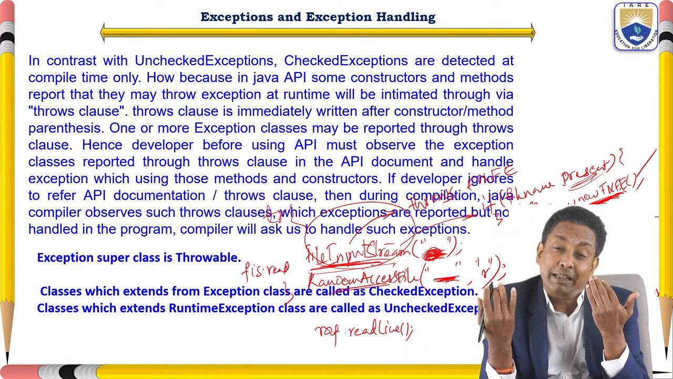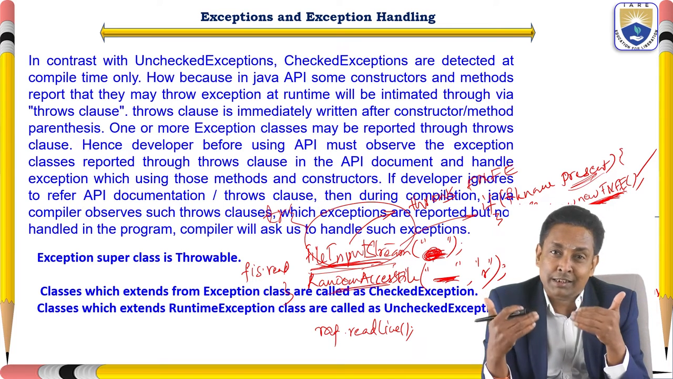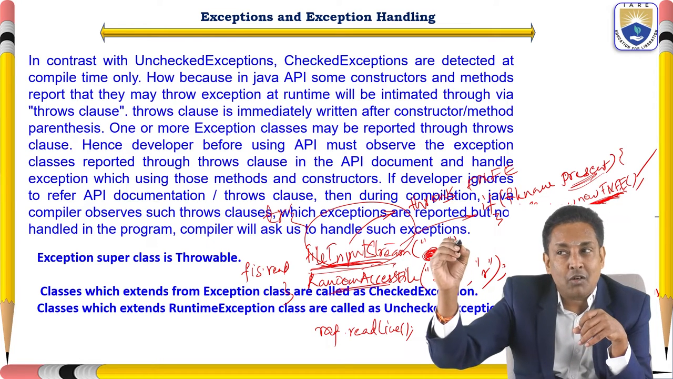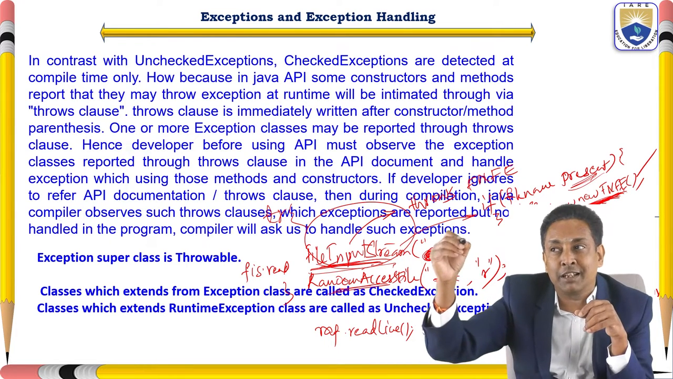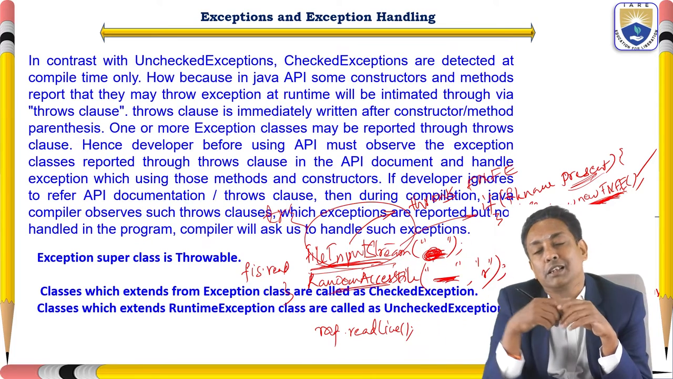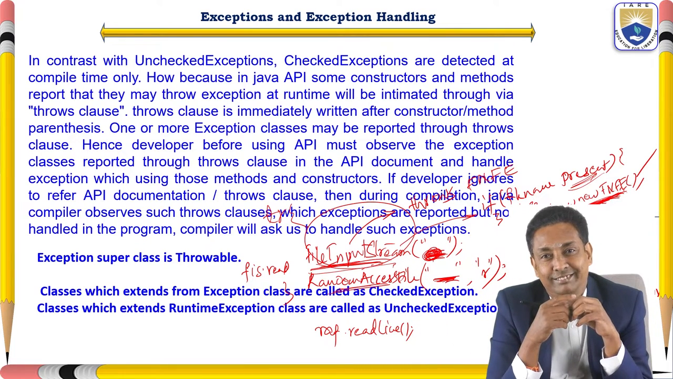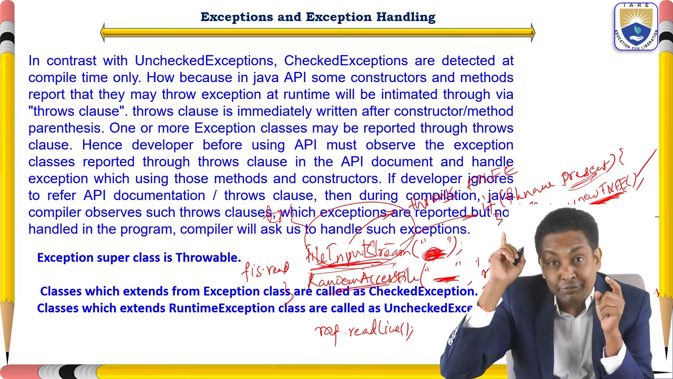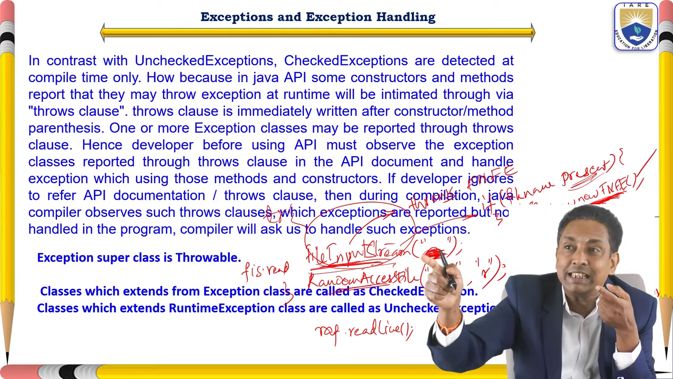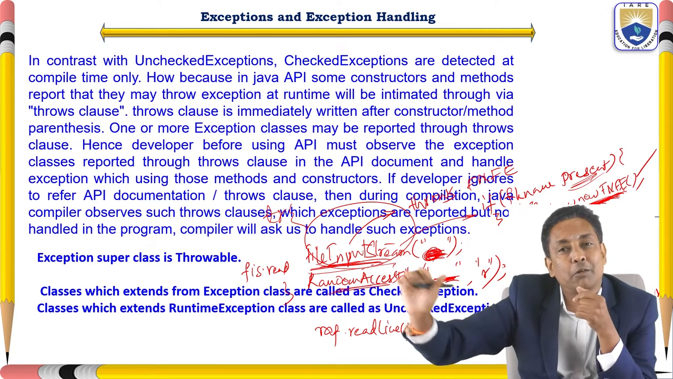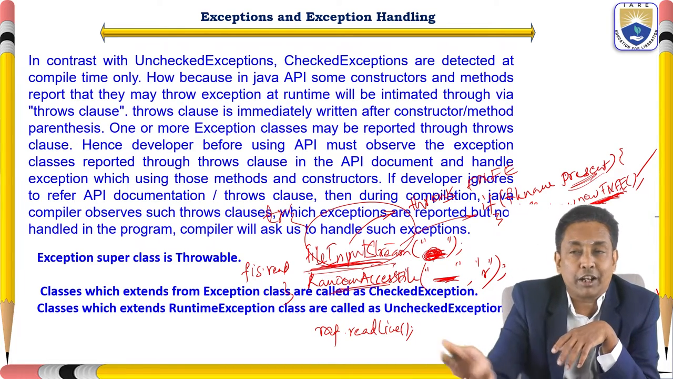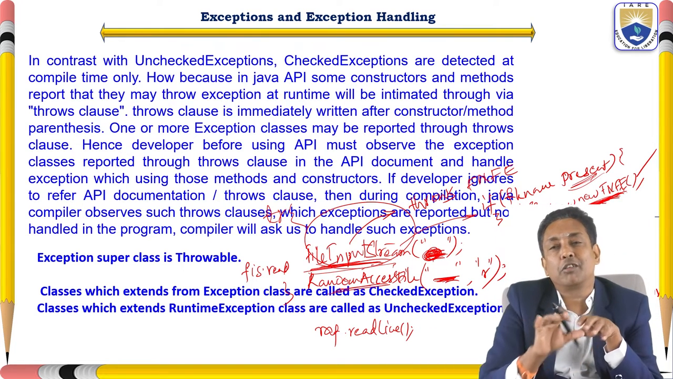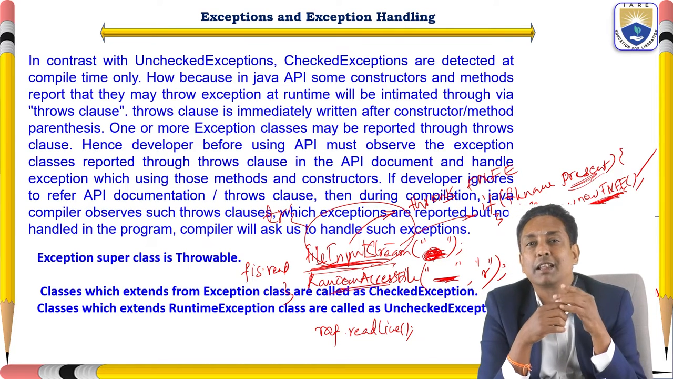It is the responsibility of the developer who writes constructors and methods to mention all the exceptions they raise in the method, and to report them using throws. If they don't, it is their mistake. And once they report it, as a developer, though we see they are reporting an exception without handling it, if you try to use their constructor or method, the compiler will force us to put that block of code in a try catch block. The compiler will force us to handle the exception.